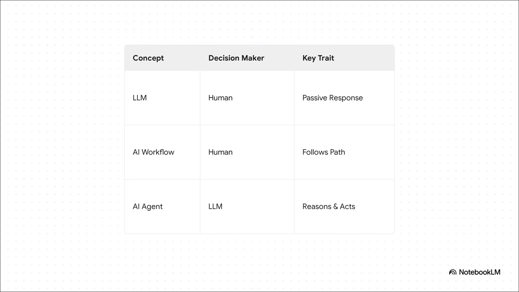Level 2, the AI workflow. Who's in charge? Still the human. The AI is just following our pre-made path. But then you get to level 3, the AI agent. And who's the decision maker now? The LLM itself. And that's what gives it the power to reason, to act, and to iterate all by itself.